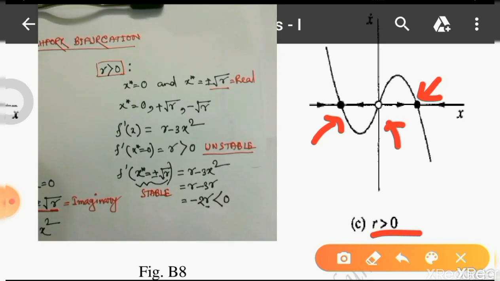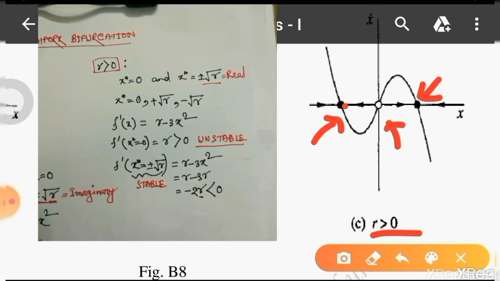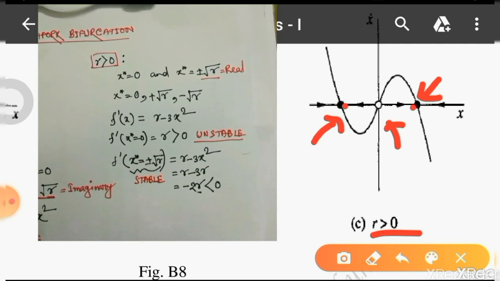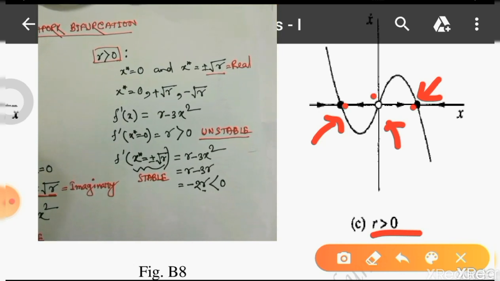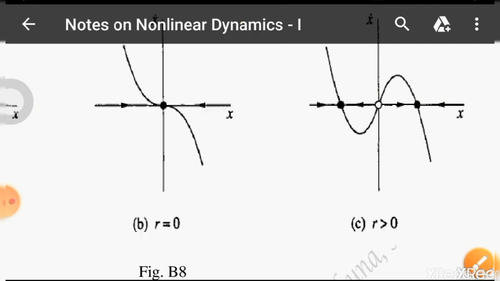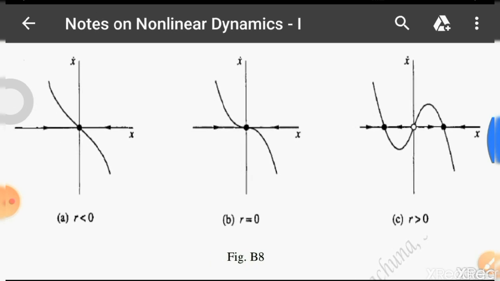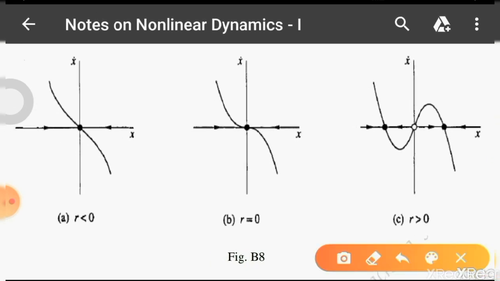You can check in this figure also. This is a stable fixed point. This is also a stable fixed point, and the origin is now an unstable fixed point. In this way, if we change the control parameter r, then when r is less than 0, there is only one fixed point which is a stable fixed point. When r becomes 0, then also there remains only one fixed point which is also a stable fixed point.